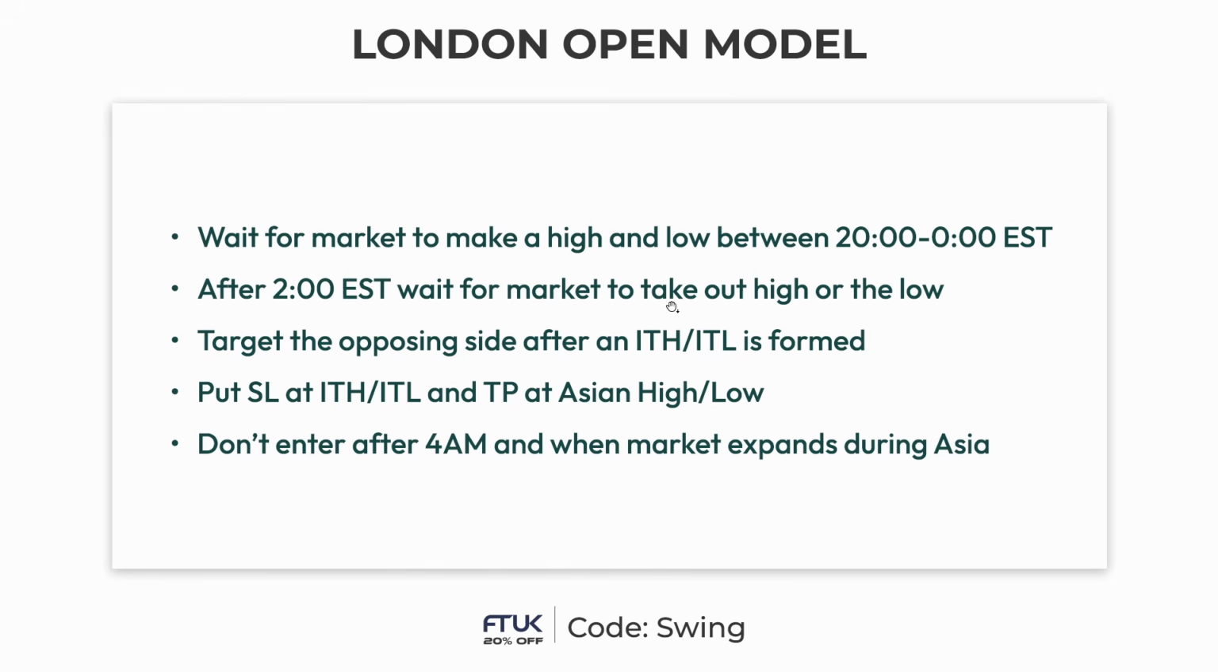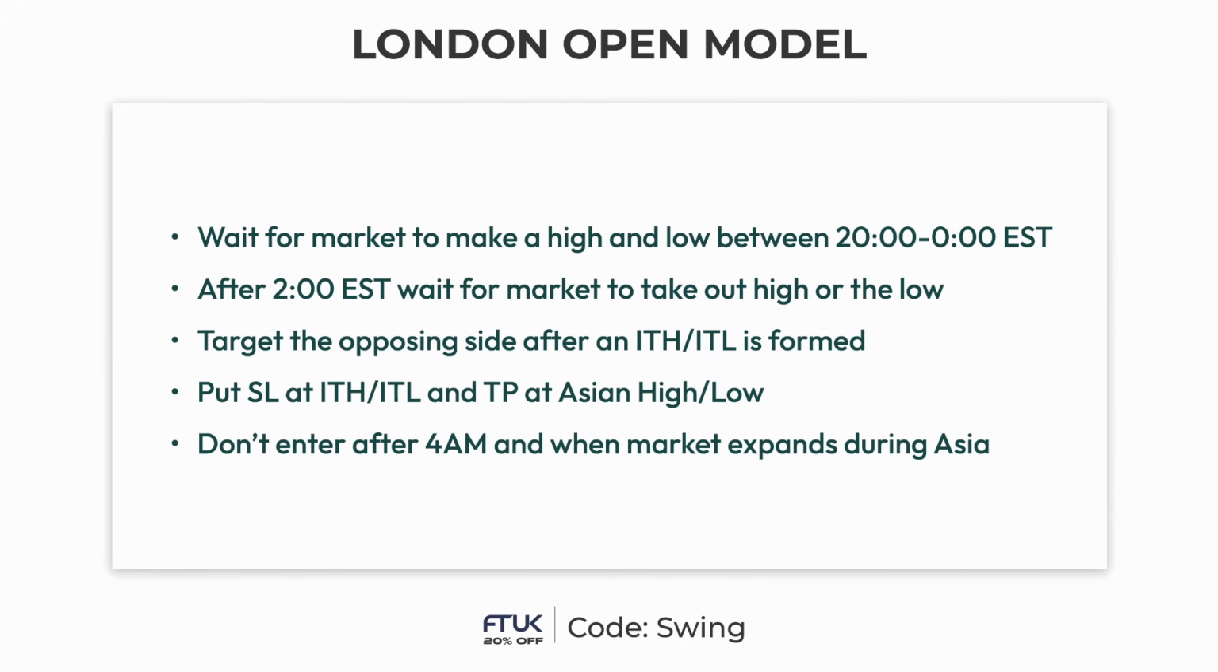Now, the first model that we are going to go through is going to be the London Open model. So what you have to do is to wait for the market to make a high and a low between 8 p.m. EST and midnight. And then at 2 a.m. EST, you want to wait for the market to take out a high or a low. Okay. And if it takes out a low, you want to look for the high to be targeted. If it takes out the high, you want to look for the low to be targeted.